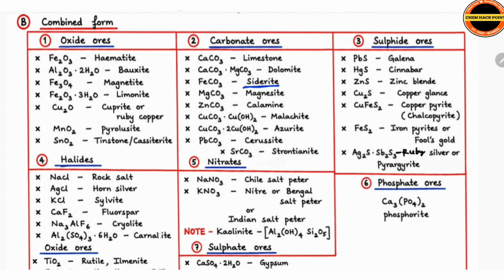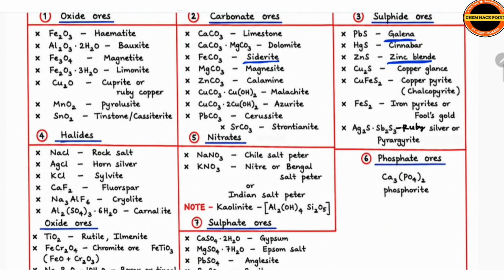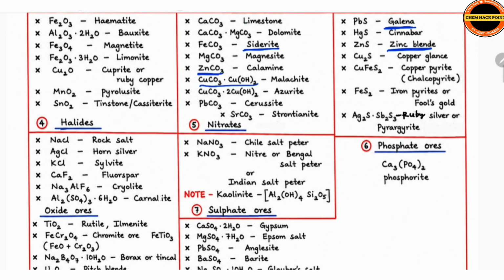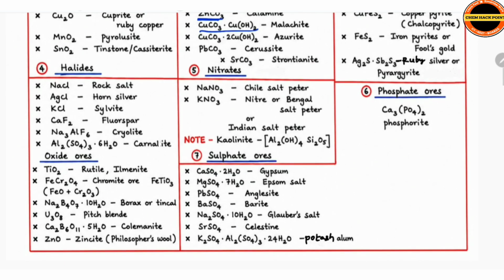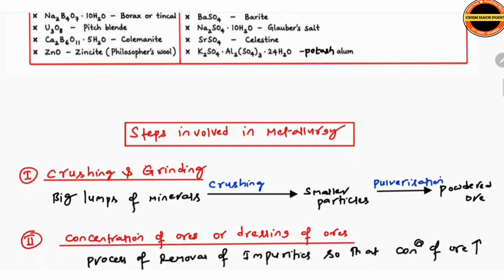Siderite, zinc blende, and galena are most important. You have to remember those names. Malachite is also important. Calamine is a very important ore. Such an important list of ores is given; refer to it and remember it. Even cryolite is important.